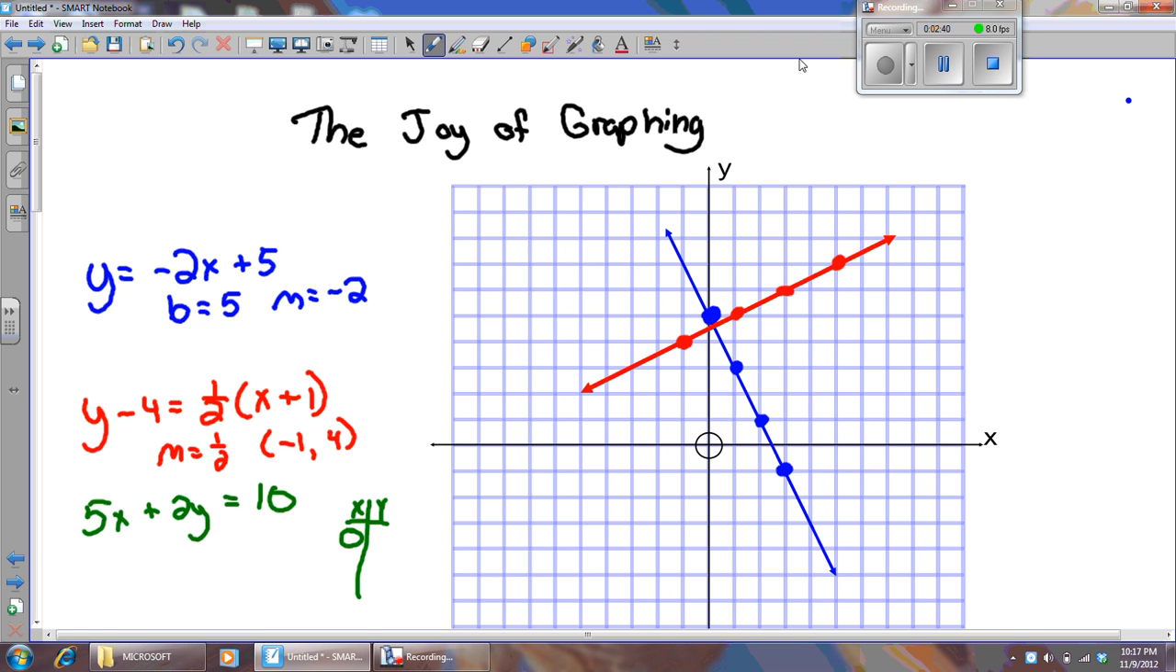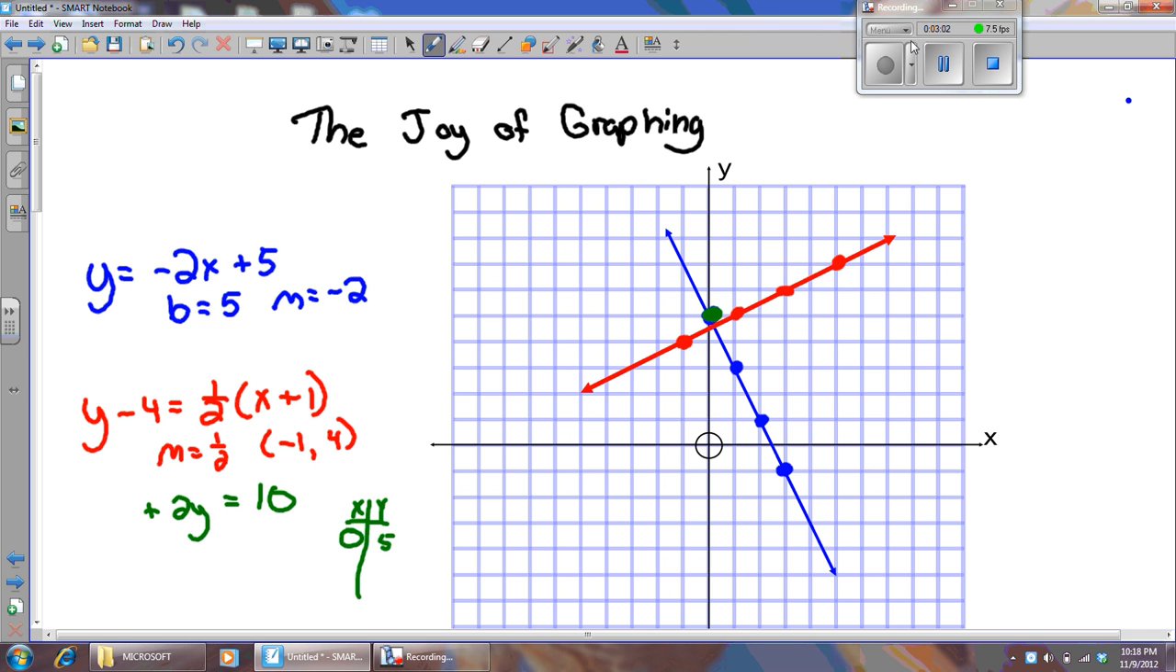Now for the green one, remember I recommended using a simple t-table, putting 0 in for x, which caused the x term to be gone from the equation, right? So I'm left with 2y equals 10, a one-step equation. You could tell me why it's 5. I know you could. So I get 0, 5, 0, 1, 2, 3, 4, 5. Ooh, look, it's right there.